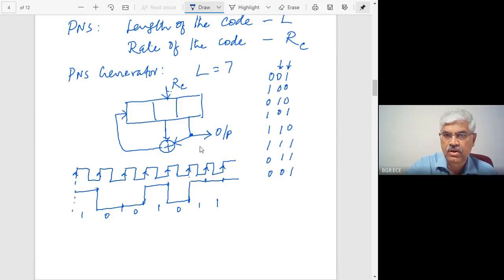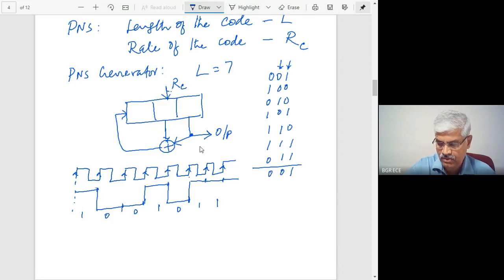Initially when we switched it on, we assumed that it started with 0 0 1. So at every clock pulse, the state keeps changing. Up to this, it did. Again, it has come to 0 0 1. So this will go on repeating. It started with 0 0 1, now again 0 0 1. Again the same thing will repeat.